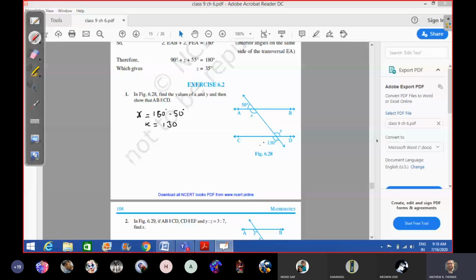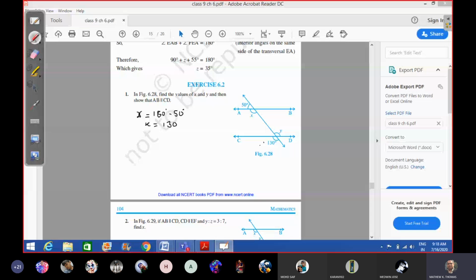Now we have to prove that AB and CD are parallel. Now, what do we observe? That x and y are both 130. So from here, can we conclude that x is equal to y? We can conclude that x and y are equal because we have found out that x is 130 and y is also 130. So both x and y will be equal. Now, what type of angles are x and y?